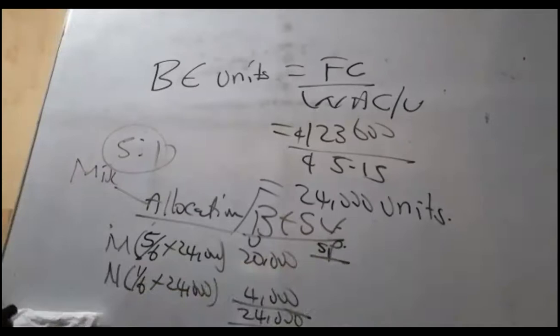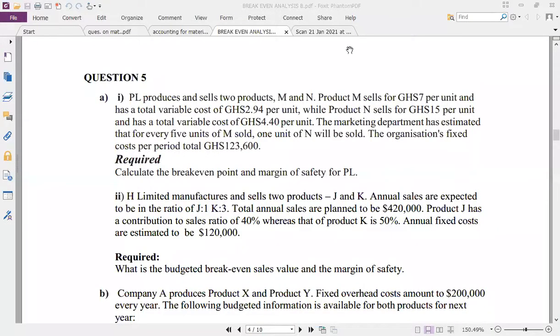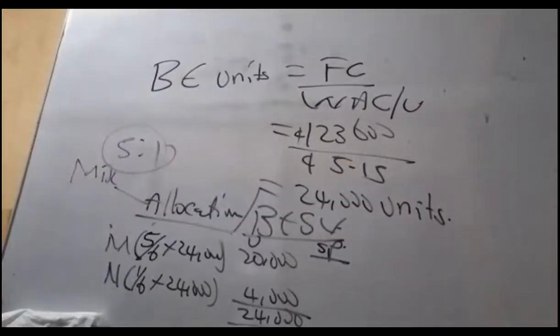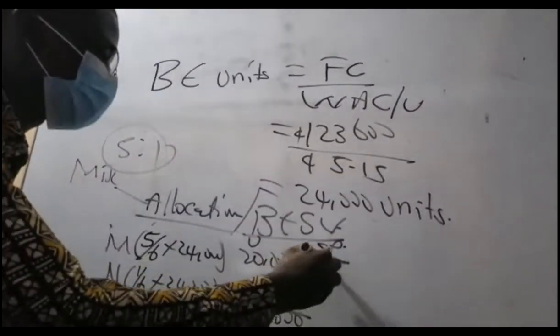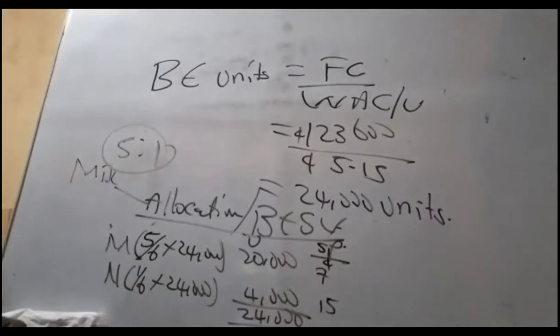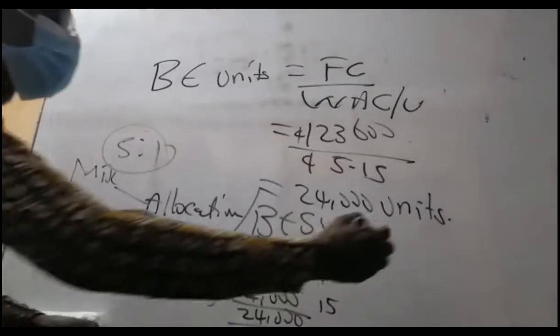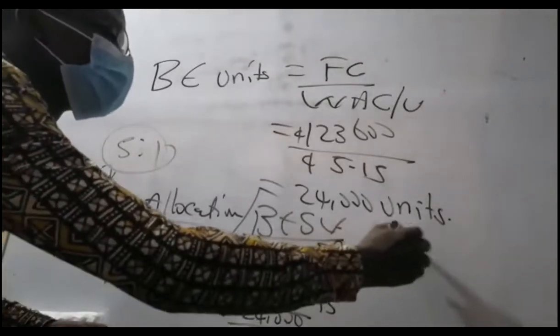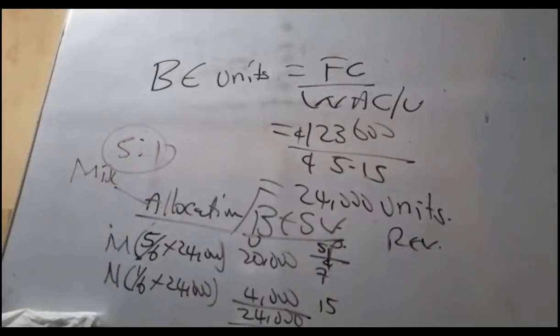SP, a selling price. What is the selling price for each product? Selling price is 7 and 15, right? Okay, so the selling price is 7 and 15. So you multiply to get the total sales revenue. So sales value. Sales revenue.